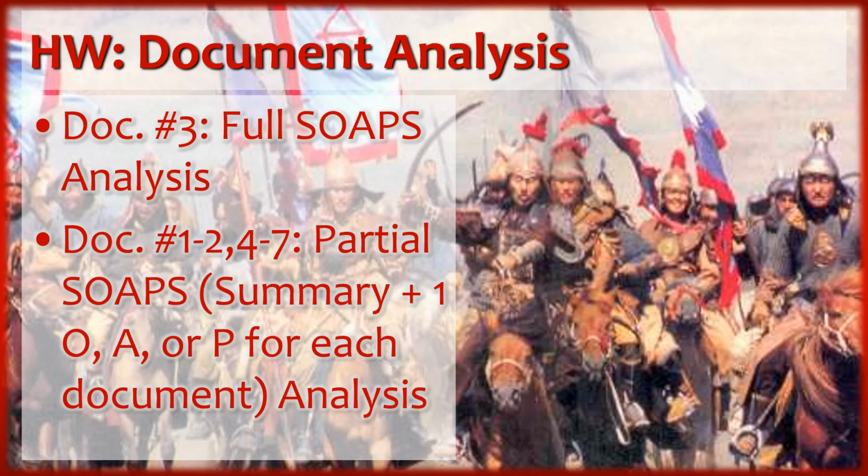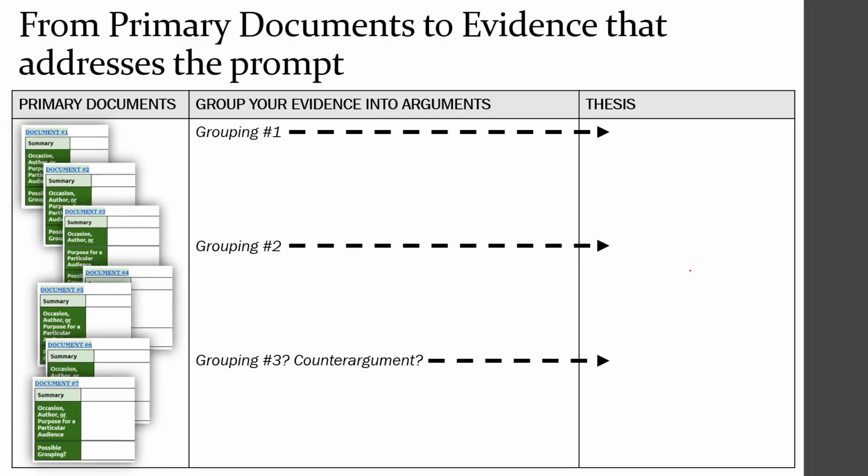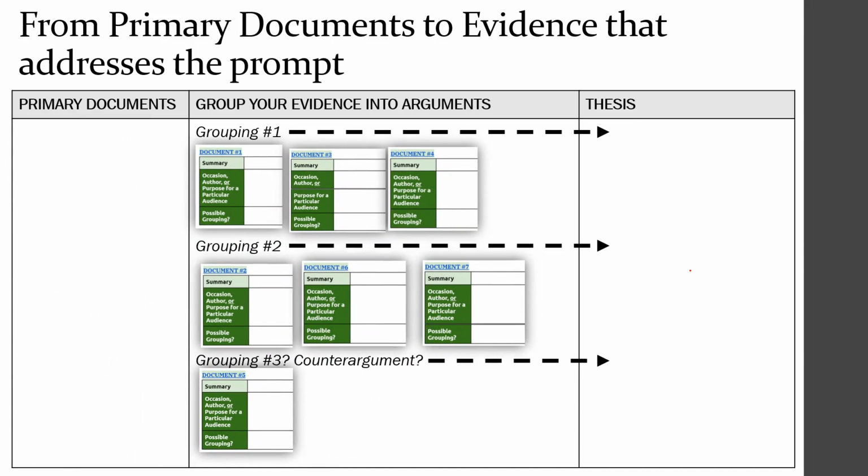Right. Once you have the document analysis complete, you've evaluated all 7 documents, now you need to make an argument or a claim. So hopefully from the 7 primary source documents that you have, you're able to group them together into arguments and then take those 2 or 3 groupings as a means to generate a thesis statement.